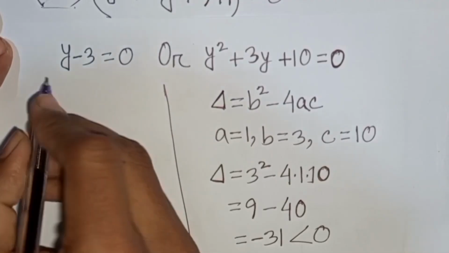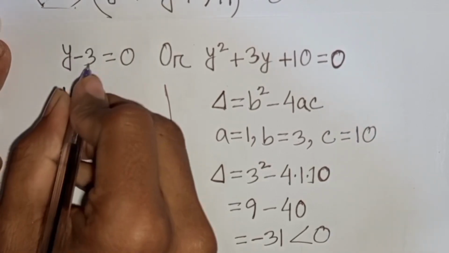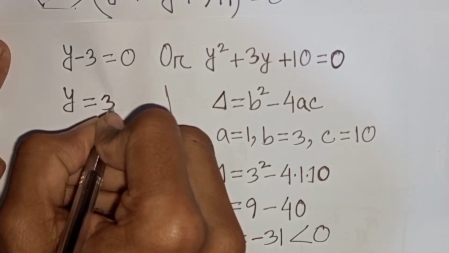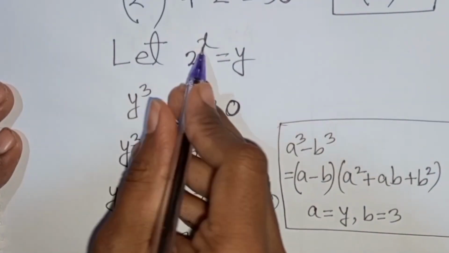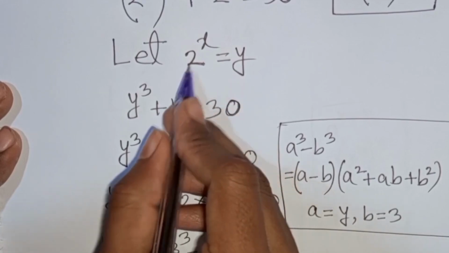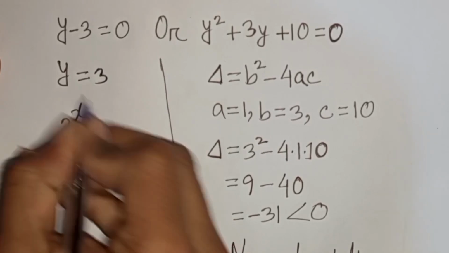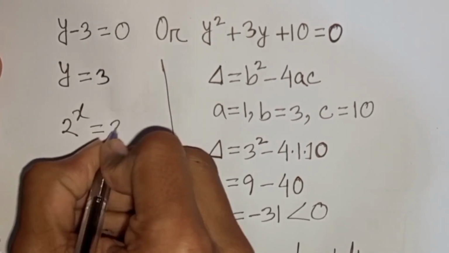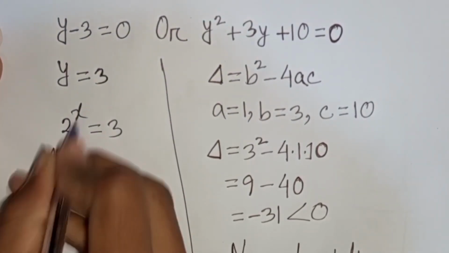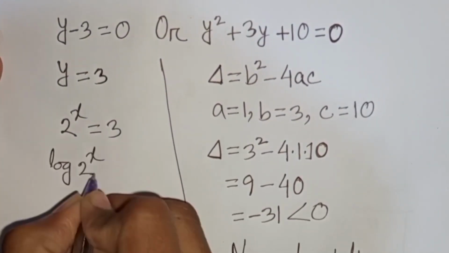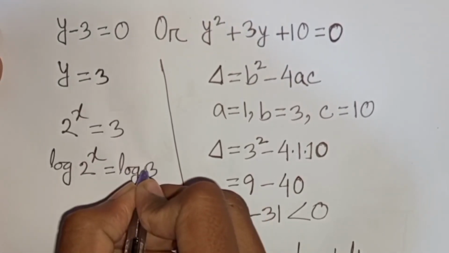Now from here y is equal to this minus 3 take to the right side, so this will be plus 3. Now we see y is equal to 3, but remember that let 2 power x be substituted by y. So y, that means 2 power x. So y, that means it will be 2 power x is equal to 3. Now we take log in both sides. You can write here log of 2 power x is equal to log of 3.